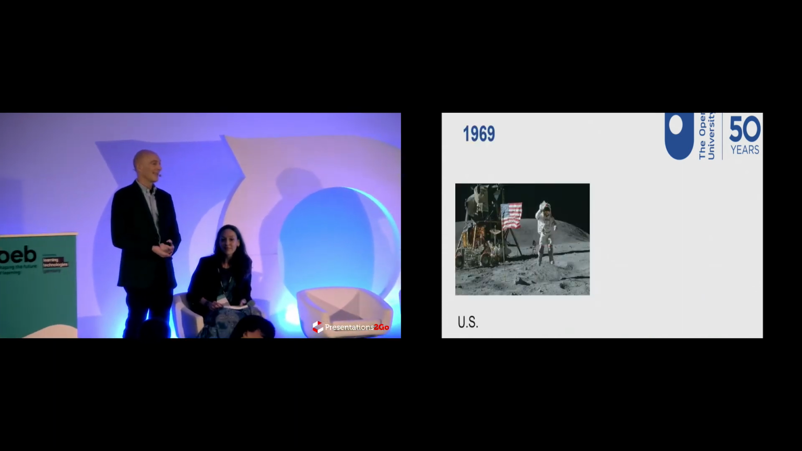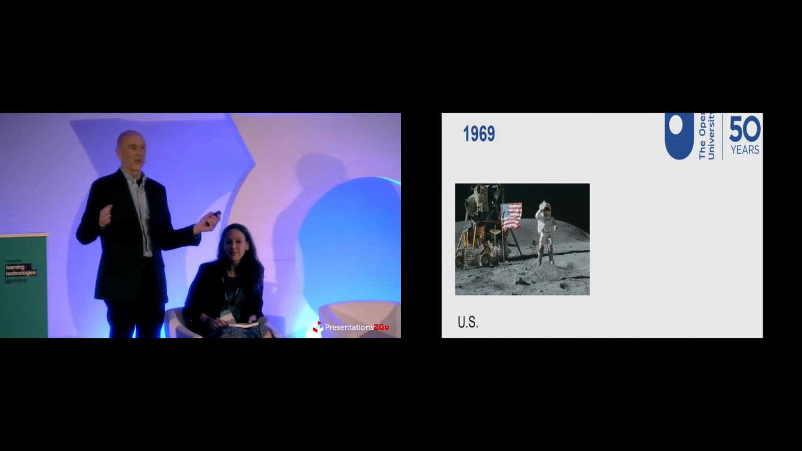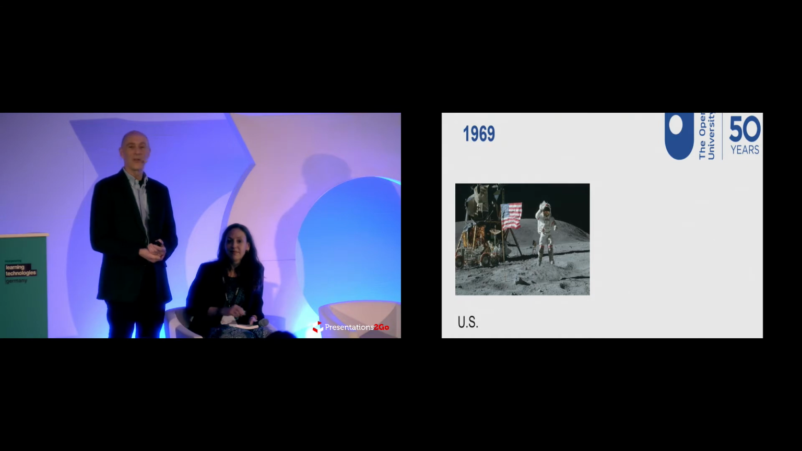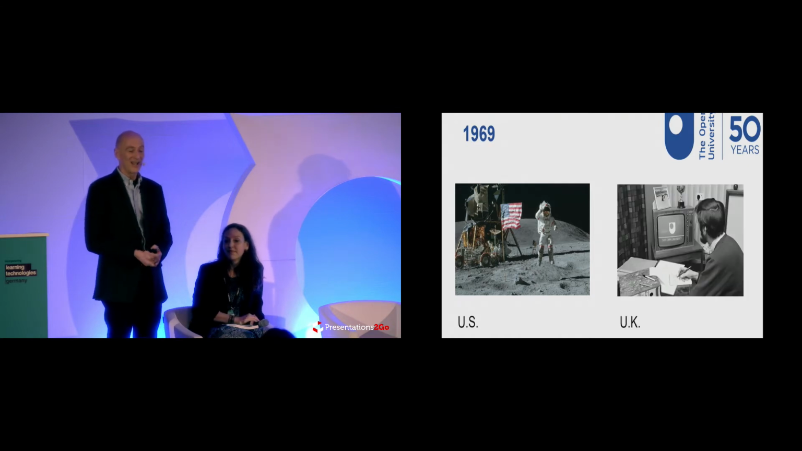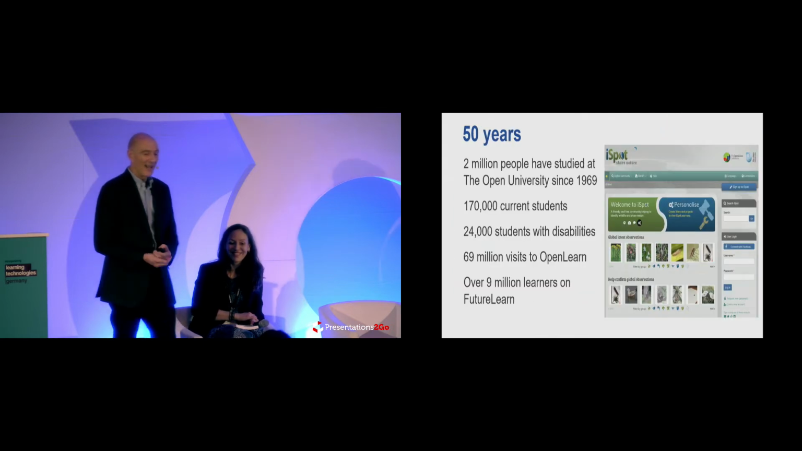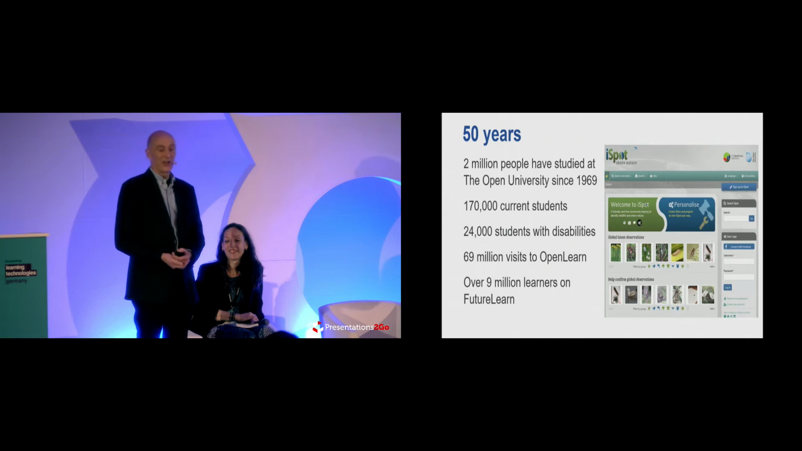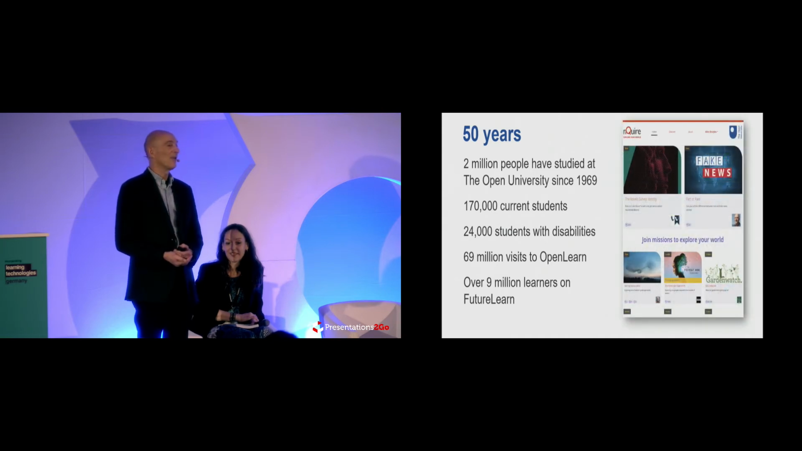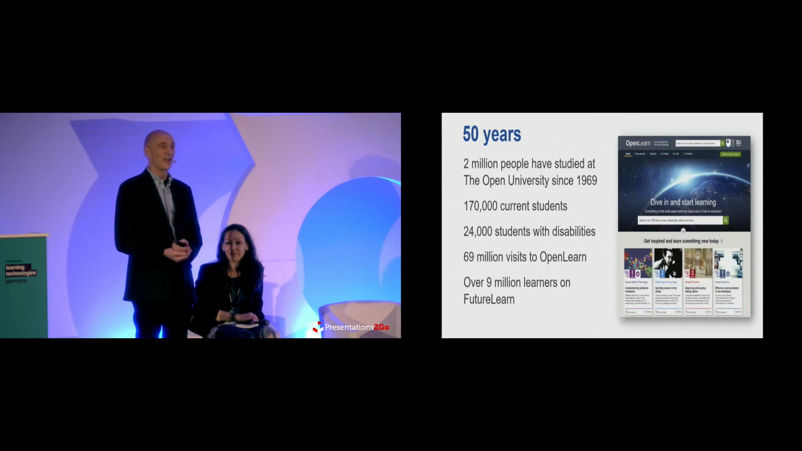So 1969 was an exciting year. The United States put 2 men on the moon through the Apollo program. And in the UK, we set up the Open University. In 1972, the Apollo program ended. The Open University is still going 50 years later. And during those 50 years, 2 million people have had an opportunity to study higher education.